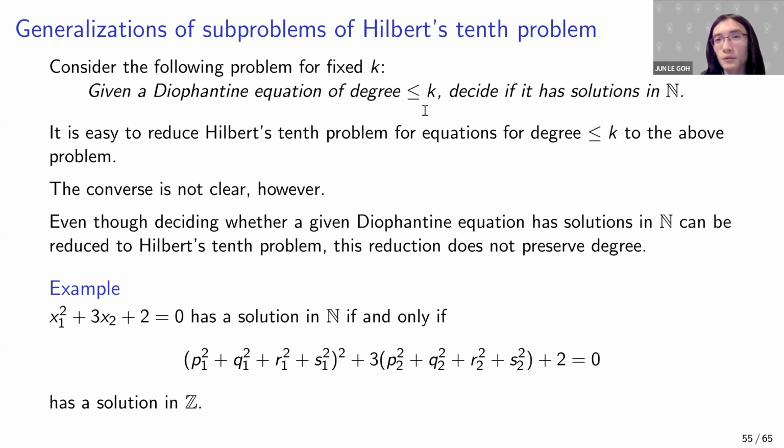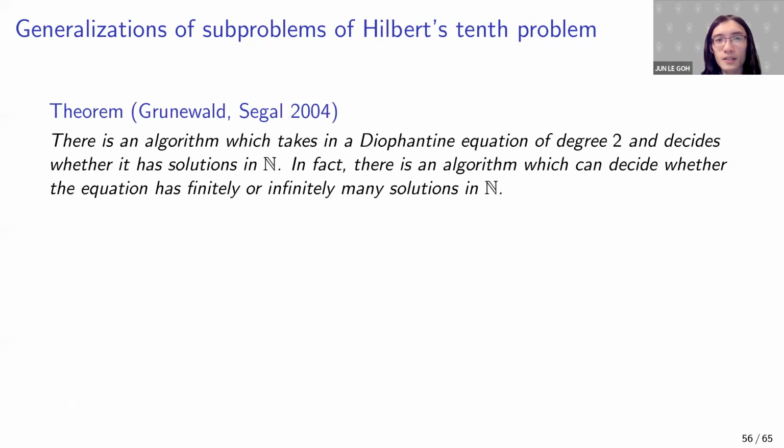But for k equal to 2 or 3, well, it's not so clear. In fact, for k equal to 2, it is known to be solvable, and that is what was proved by Grunewald and Segal. They showed that there is an algorithm that takes in a Diophantine equation of degree 2 and decides whether it has solutions in the natural numbers.